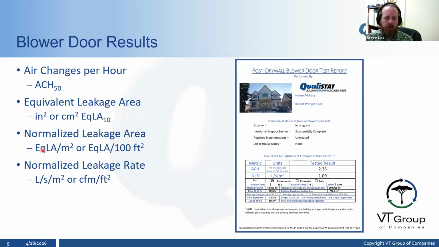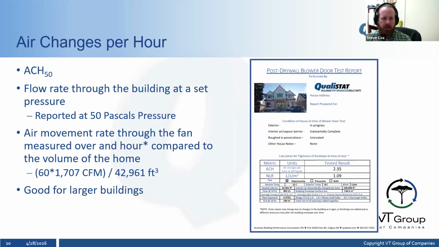Normalized leakage area is leakage area per square meter or per 100 square feet. This one is not reported in our report. This is not one that is asked for typically. It is something we can calculate using this, and I'll show you that in a minute. And then normalized leakage rate as well. This is the NLR, this one here, a 1.09. We'll talk about what those things mean in just a second and what we can use for code compliance as well.